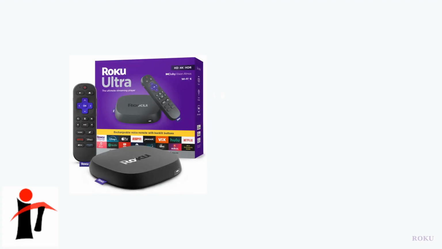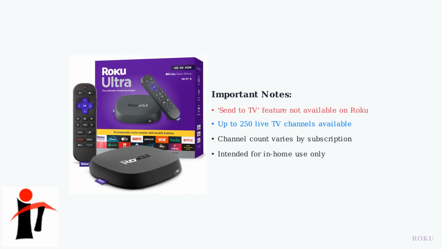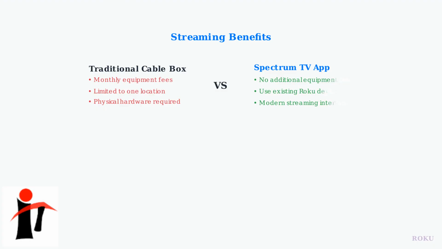It's important to note that the Send to TV feature, which allows controlling your cable box from the app, is not available on Roku. However, the app still provides access to up to 250 live TV channels, though availability may vary based on your specific Spectrum subscription package. The Spectrum TV app serves as a cost-effective alternative to traditional cable boxes, aligning with the growing trend of streaming over conventional cable services. This modern approach offers flexibility and convenience for today's viewers.